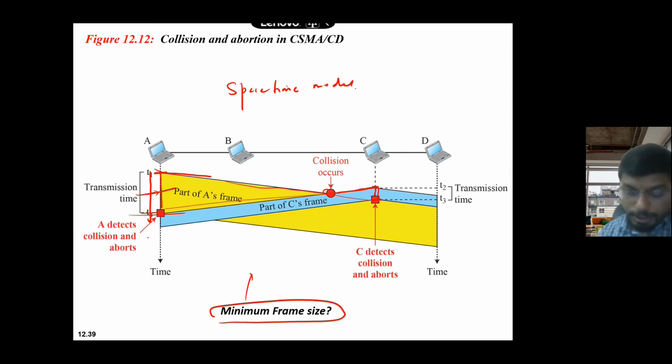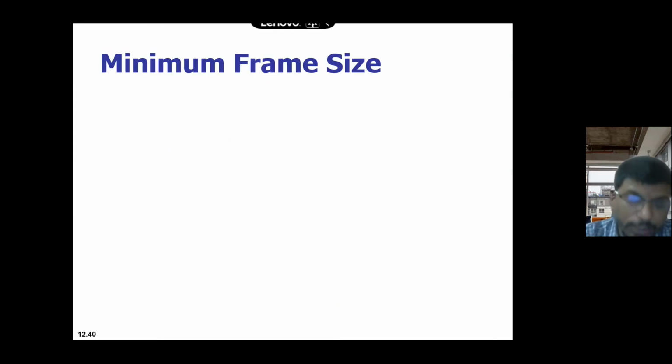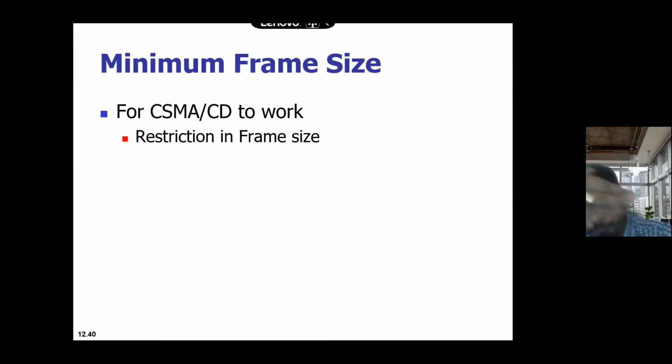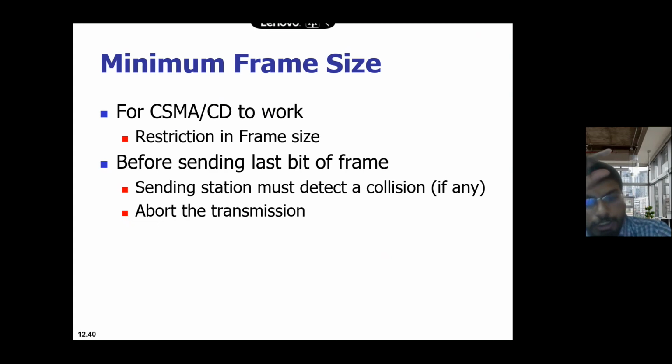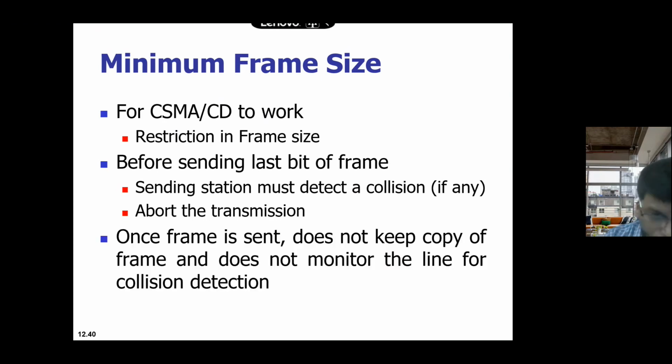So the transmission and listening happen in sync, and you have to abort during your transmission time, so you have to continuously keep transmitting, right? So what should be the minimum frame size that we need to adopt? This is the discussion that we have to work on. There is a restriction on the frame size for CSMA/CD to work. Before sending the last bit of the frame, you should be in a position to detect if there is any collision or not, and then abort. Otherwise, you will not be able to detect. We're not going to keep a copy of the frame, and we're not going to monitor the link after you've transmitted. So that's the mechanism that is being brought in.